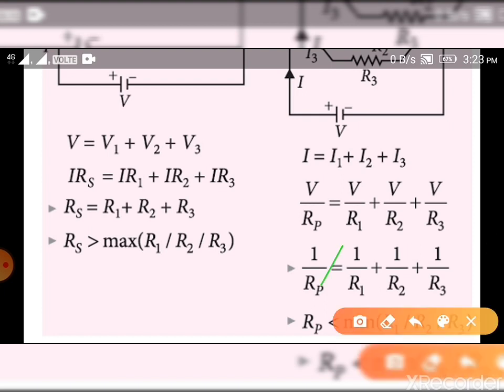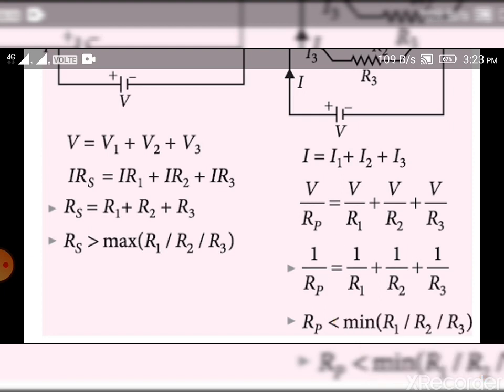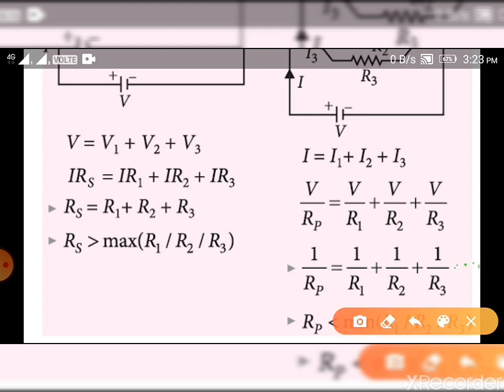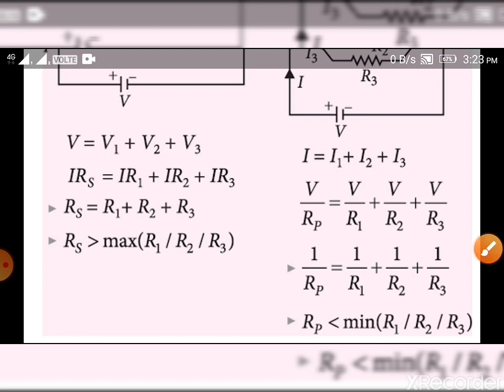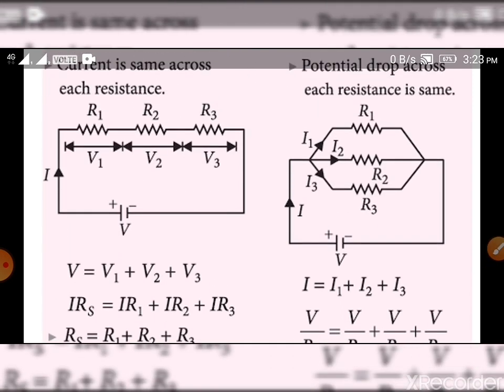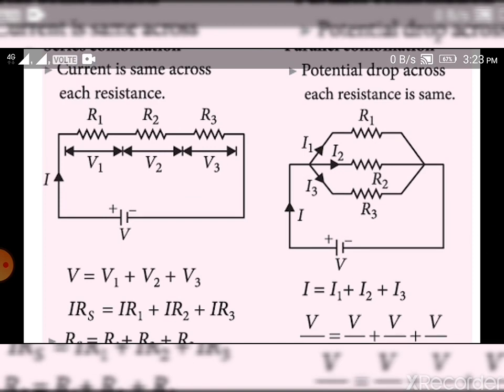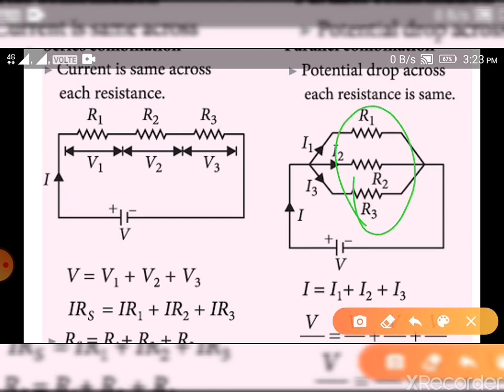If two resistors are taken, it is 1 by R1 plus 1 by R2 only. If n number of resistors are connected, we can add them simultaneously. Here we can notice one thing: Rp, the net resistance value, will be less than any one of the individual resistances. If R1 equals 1 ohm, 2 ohm, 3 ohm, Rp will be less than 1. So this is one point we should know.